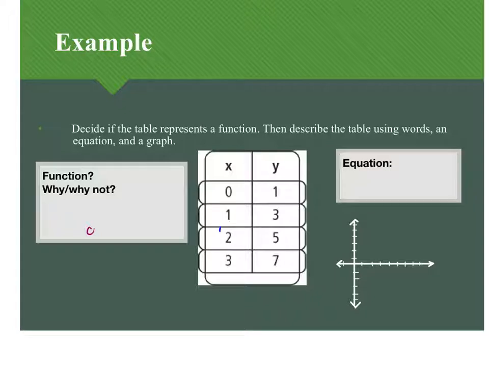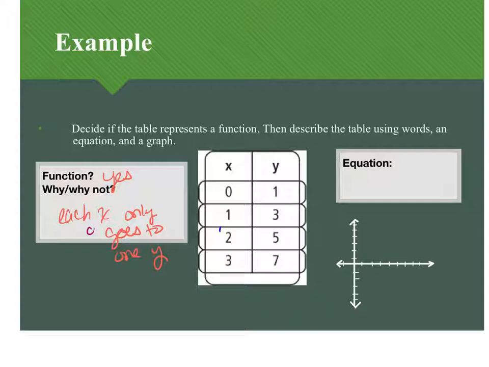So let's decide if this table represents a function. Now to be a function, each x can only go to one y. As you can see, 0 only goes to 1. 1 only goes to 3. 2 only goes to 5. 3 only goes to 7. So yes, this is a function. Each x only goes to one y.